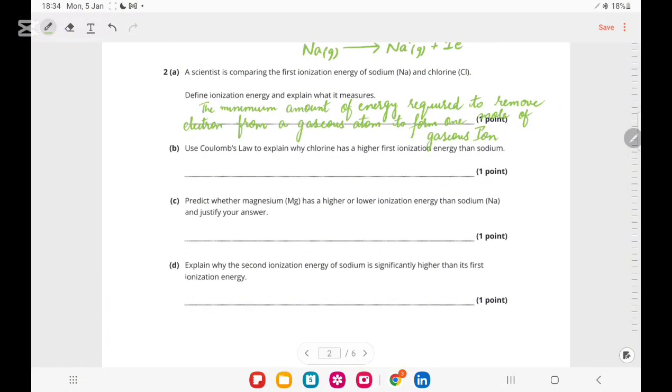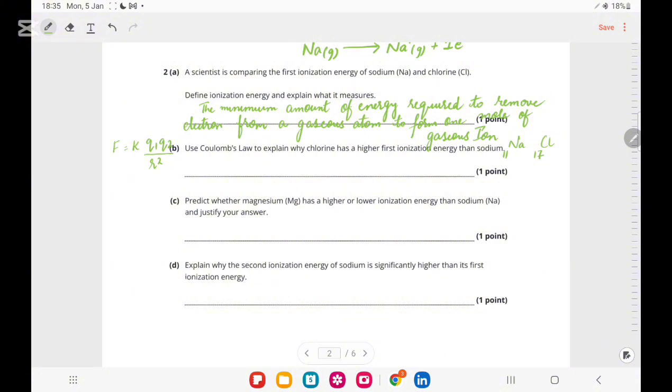Use Coulomb's law to explain why chlorine has higher first ionization energy than sodium. First of all, Coulomb's law is F is equal to K Q1 Q2 divided by R squared. We know sodium has atomic number 11, which is the number of protons as well, and chlorine has 17 as the proton number. So chlorine would have the higher first ionization energy.